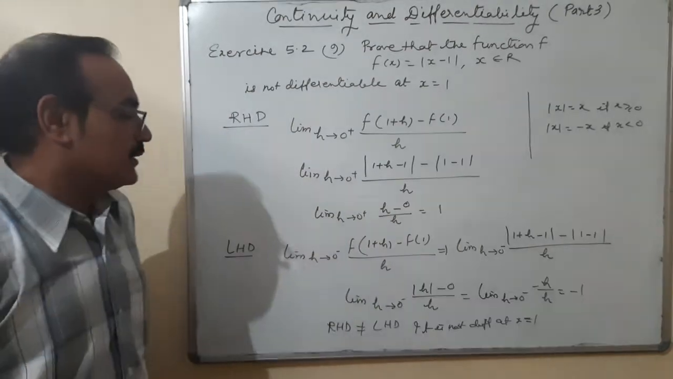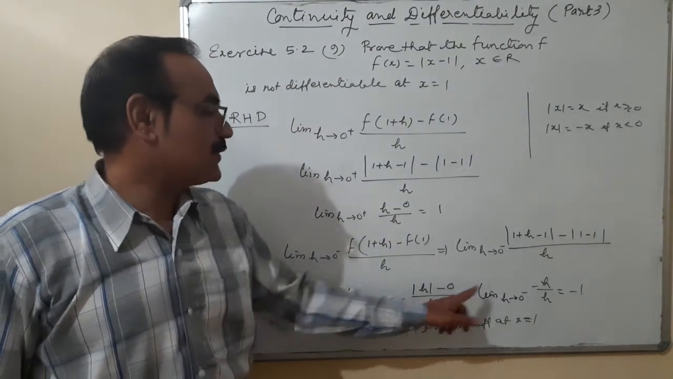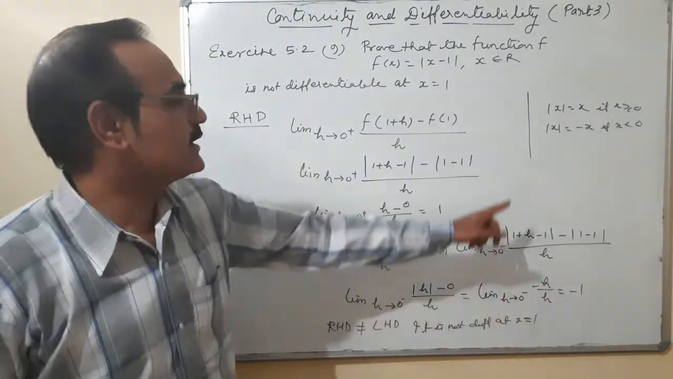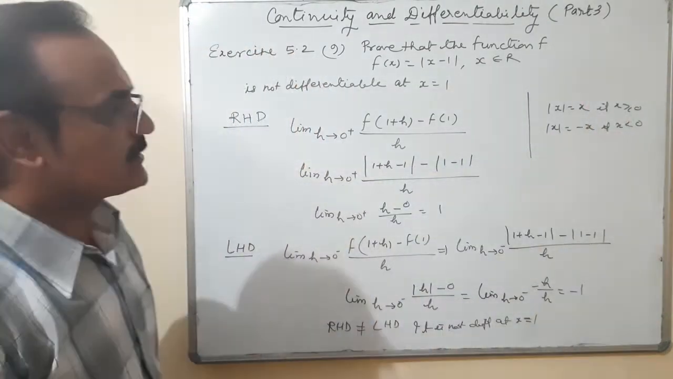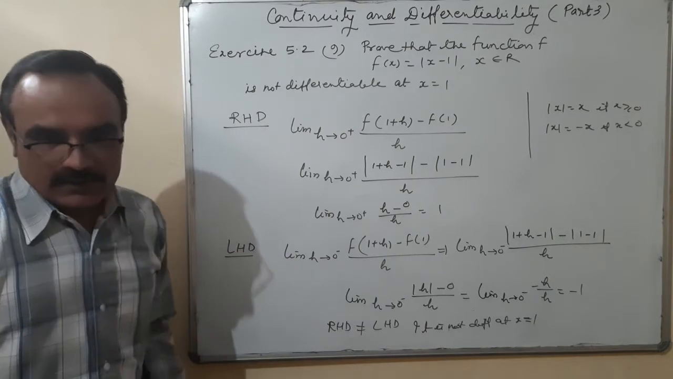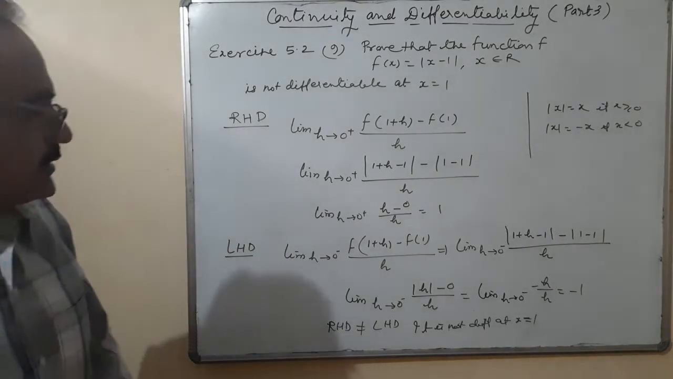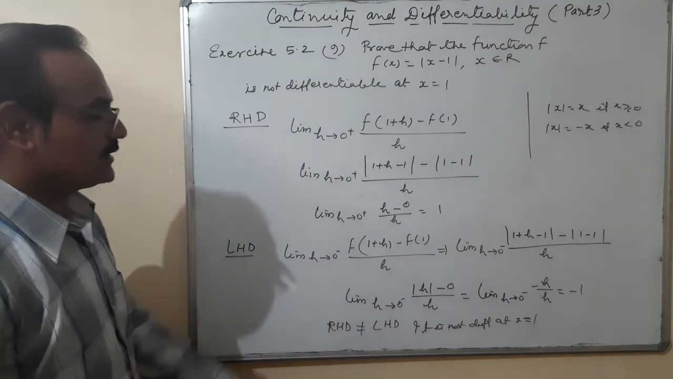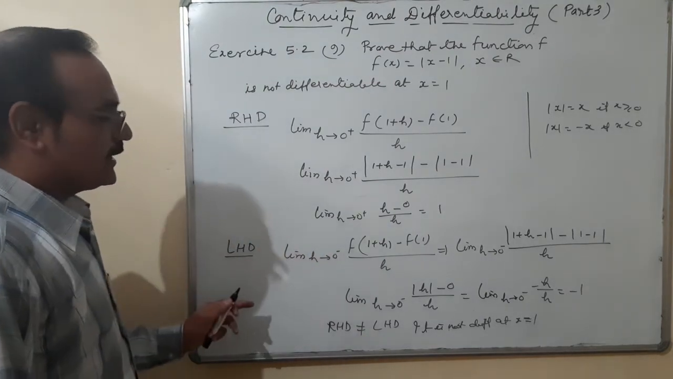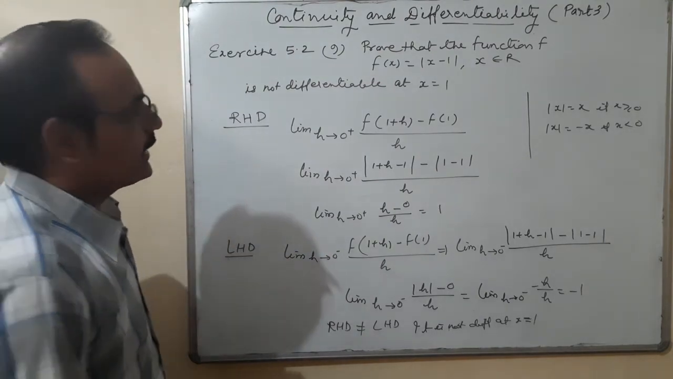Is that okay? This concept is clear. Mod h we have to write here as minus h, because the condition is mod x is equal to minus x if x is less than 0. Okay. So that is the question number 9. Here the value of h, in terms of left hand derivative, is treated as being on the negative side.